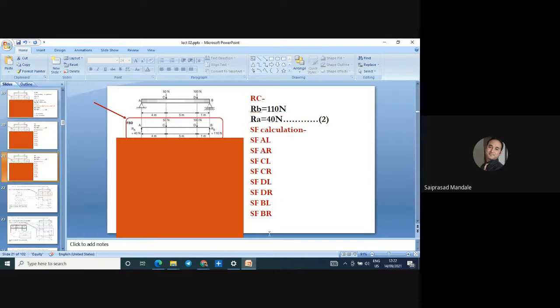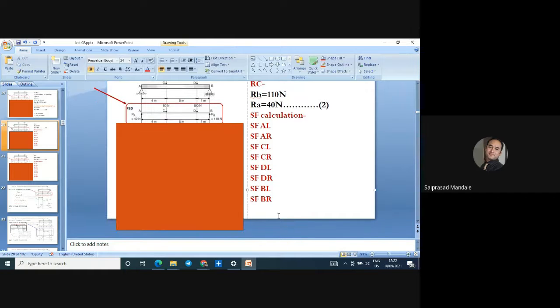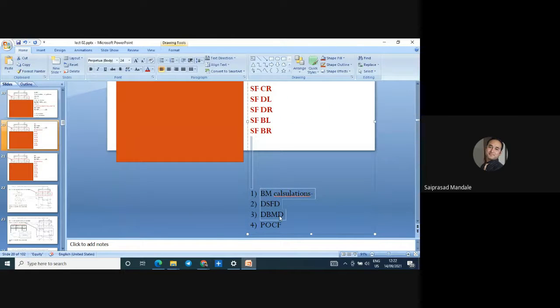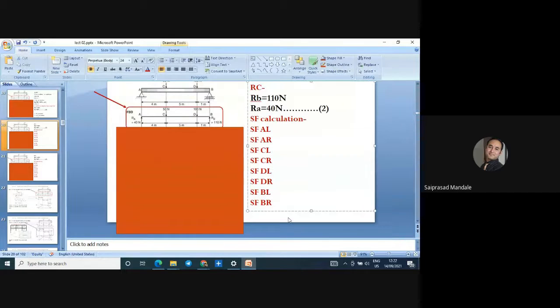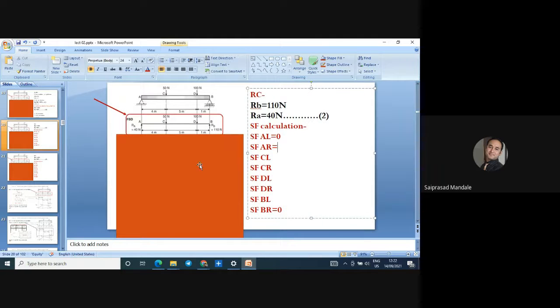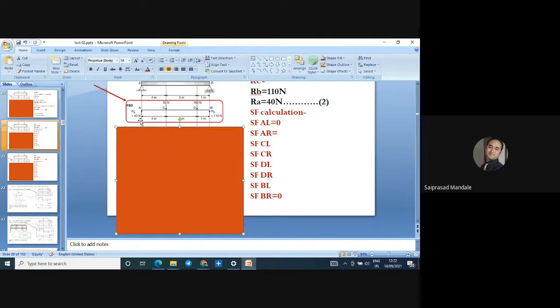If anyone remembers, there is one point that I told you, the point to be remembered in that case. What is the shear force at the end point? Shear force at the end point is always equal to 0. Okay. Now focus on right of A. Right now you have calculated RA and RB, the values of RA is 40, RB is 110.